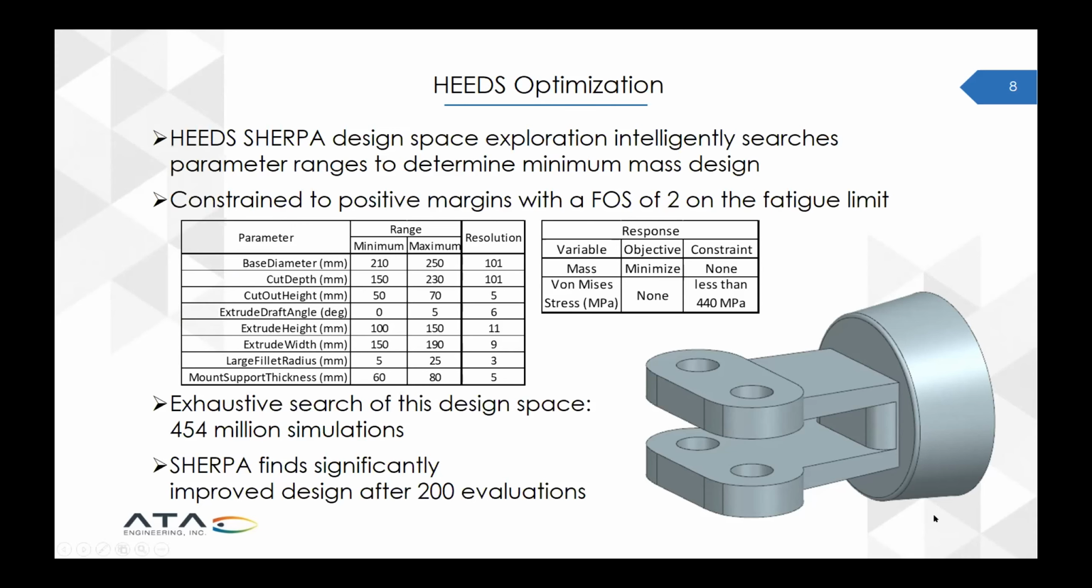So what HEEDS is doing, we're telling it to search parameter space defined by these 8 parameters in these ranges here. And we want to look at these 2 responses, mass and von Mises stress, with the objective of minimizing mass and the constraint that we want to keep that factor of safety of 2 on the fatigue limit, so von Mises stress less than 440 megapascals.